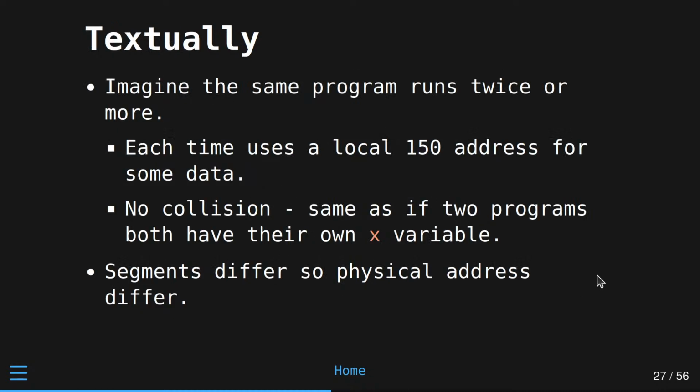Okay, so we can imagine the same program runs twice or more, as I demonstrated with Python. Each time, it uses the address space 0 to 150, so local addresses 0 to 150 for some data. There are no collisions because each virtual address, from the perception of each process, corresponds to a distinct physical address. Those distinct physical addresses have distinct values in them, so we are not corrupting each other's memory. Segments differ, so physical addresses differ, even though the virtual addresses are identical. That's cool.